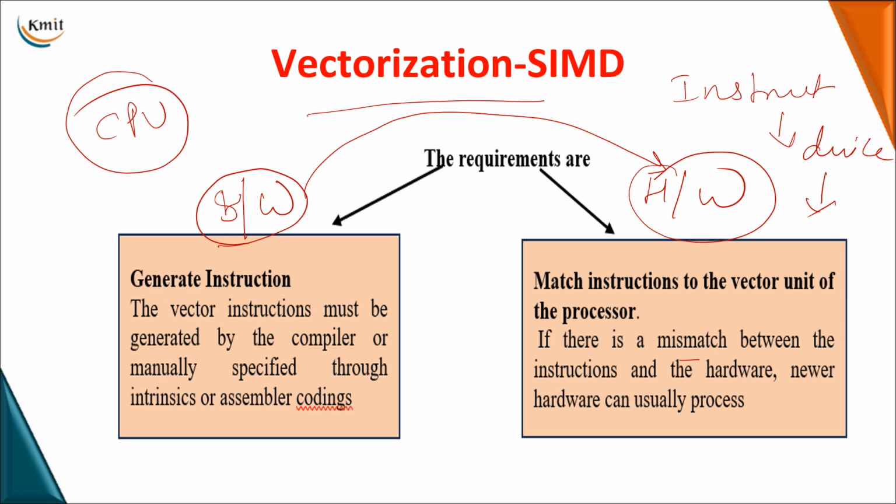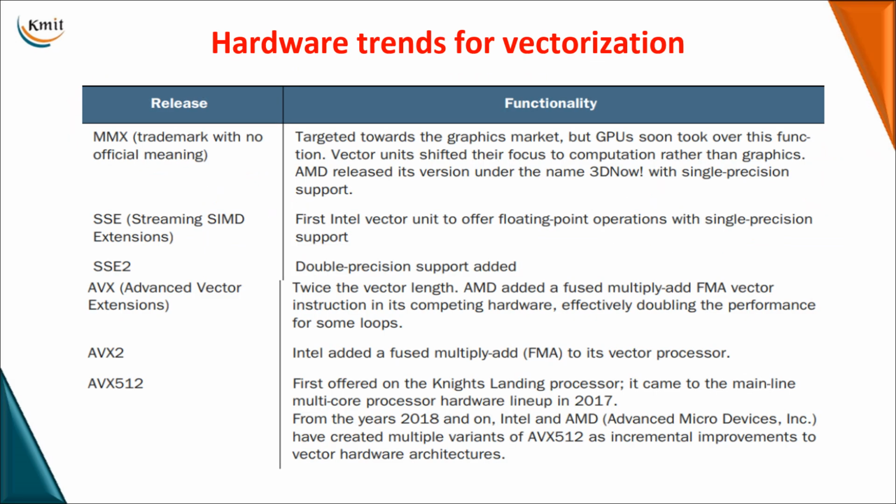So if there is a mismatch between the instructions written by you in the software and the hardware, you can go for a newer hardware in order to process these instructions. So for implementing your vectorization using SIMD Flynn's taxonomy, you need to find the corresponding software instructions as well as the hardware that is required to perform these operations.